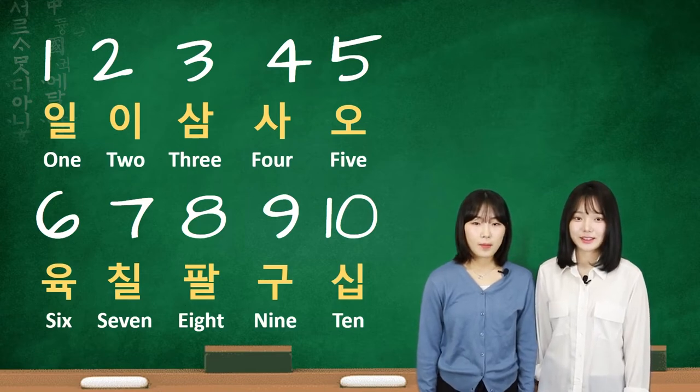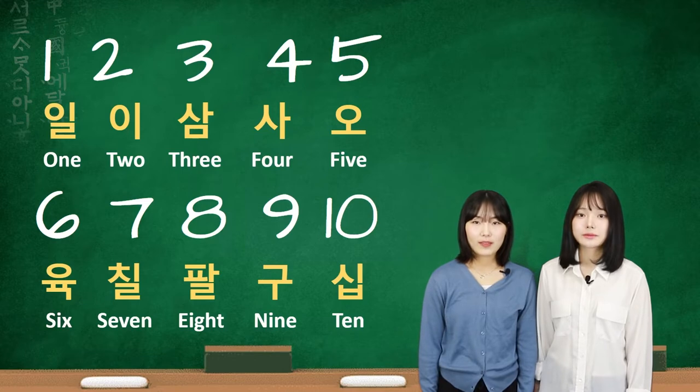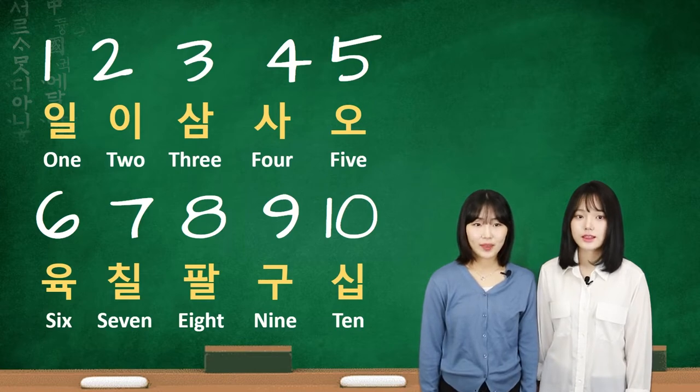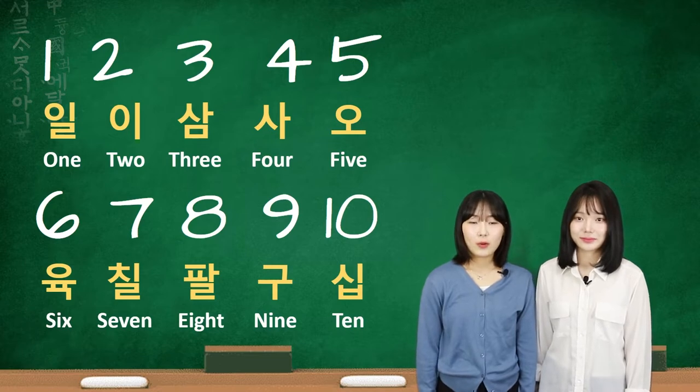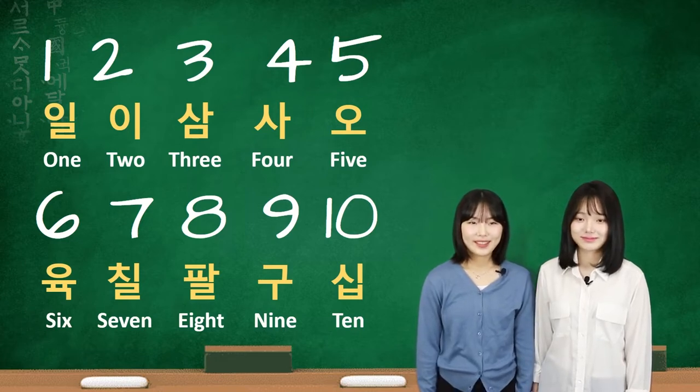As you might have guessed, in English it is one, two, three, four, five, six, seven, eight, nine, ten. It's so easy, right? Okay. One more time. 1, 2, 3, 4, 5, 6, 7, 8, 9, 10. Very good. Then let's run one by one.